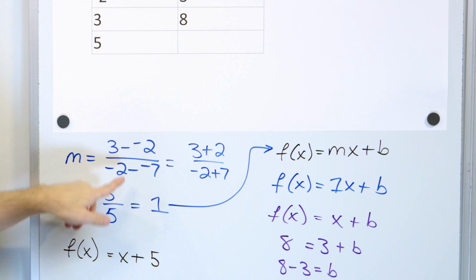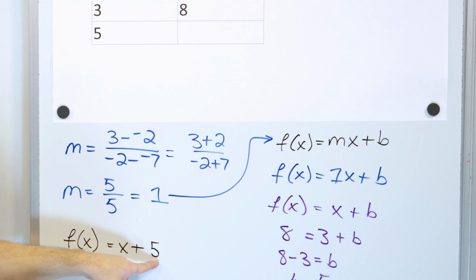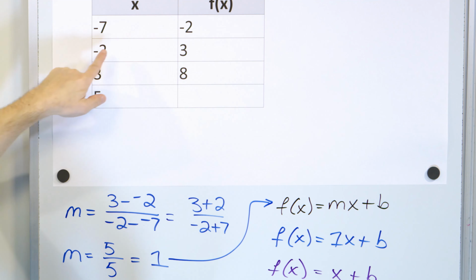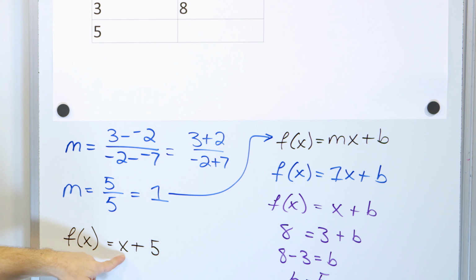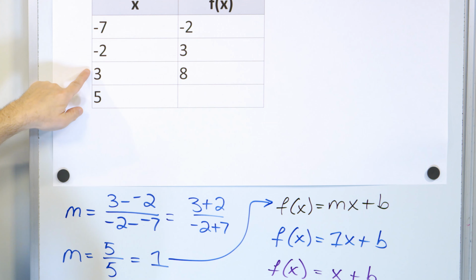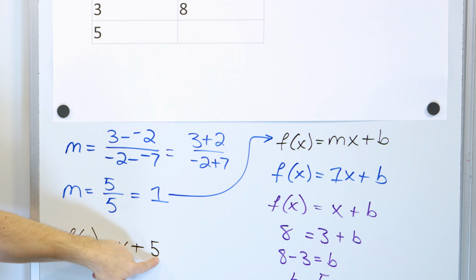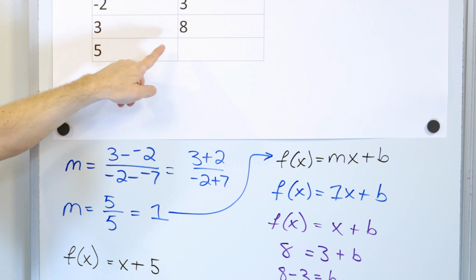Go ahead and do it. Put a negative 7 in there. Negative 7 plus 5 is negative 2. That's the output. Let's put a negative 2 in there. What do we get? Negative 2 plus 5. That's going to give you a positive 3. That's the output. What if we put a 3 in there? 3 plus 5 is 8. That's the output. You see, it predicts everything in the table.